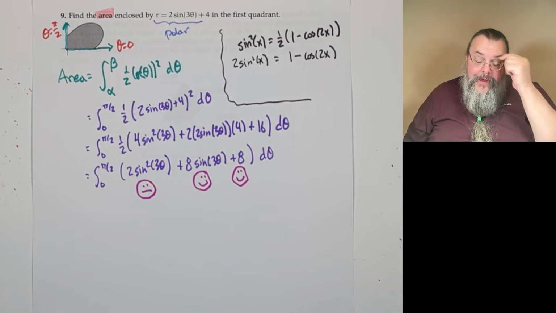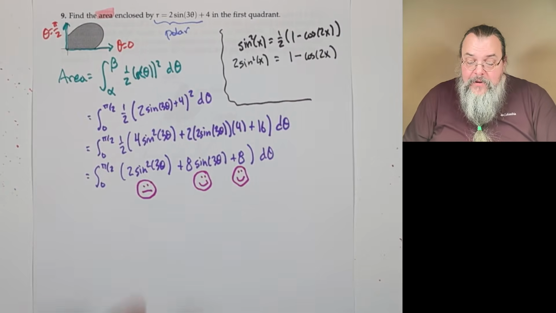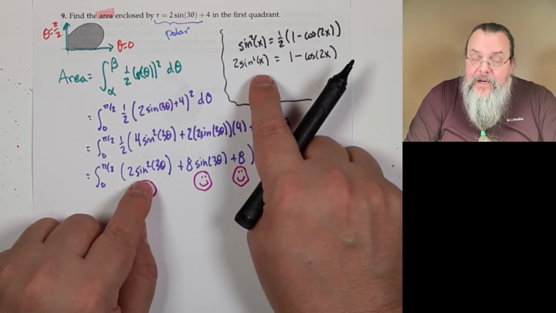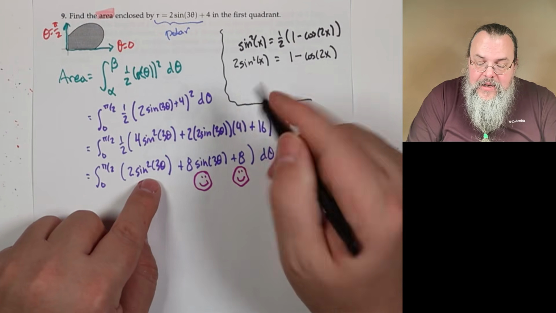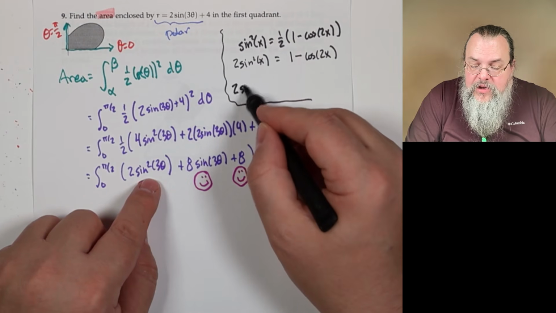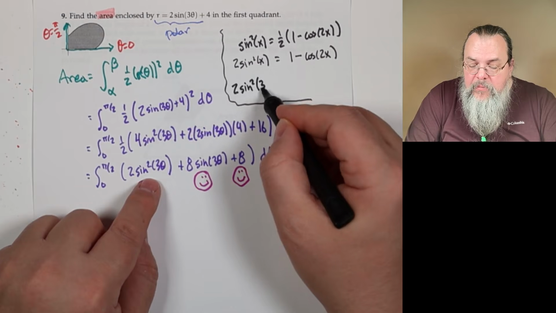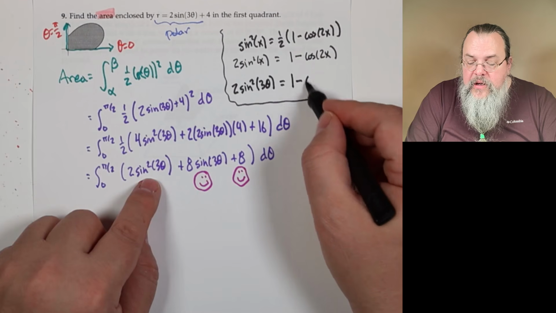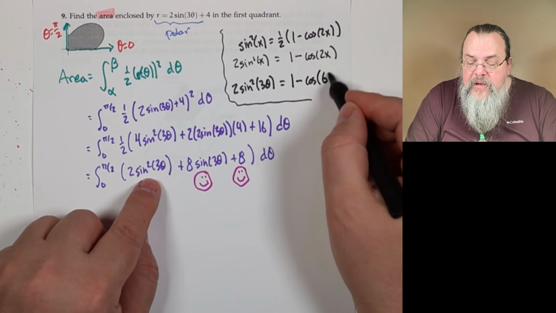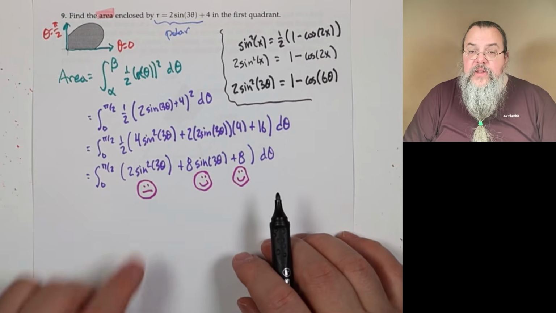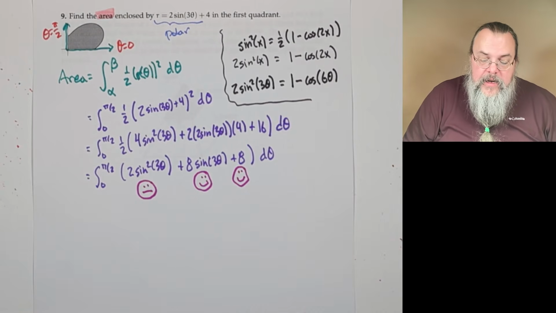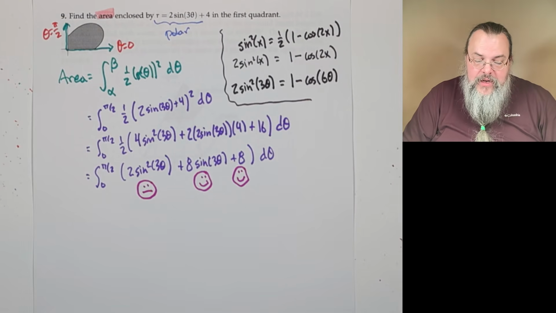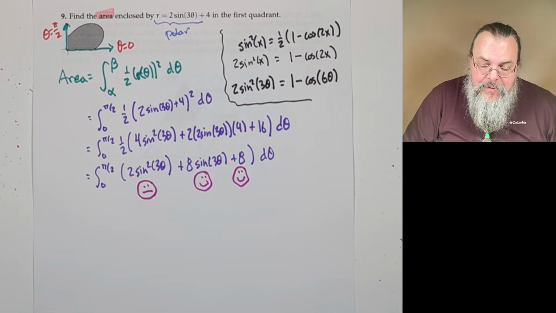Okay, now that's useful, because what do we have here? We have a sine squared, but not of x, of 3 theta. That's no problem. Just replace your x by 3 theta. So this becomes 1 minus cosine of 2 times 3 theta, which is a 6 theta. All right, so we're going to update. So then we'll be in our happy place.